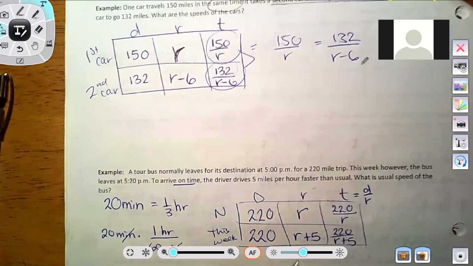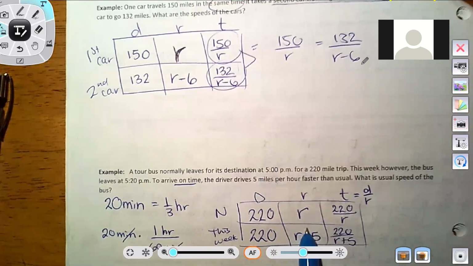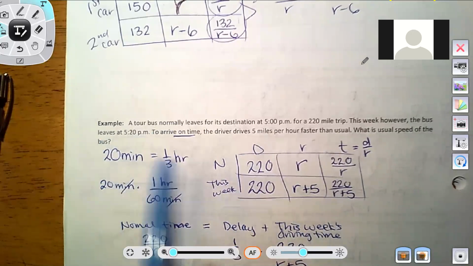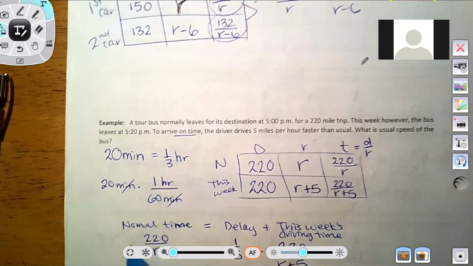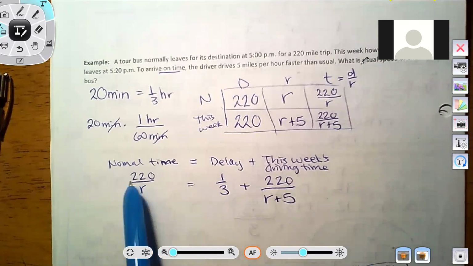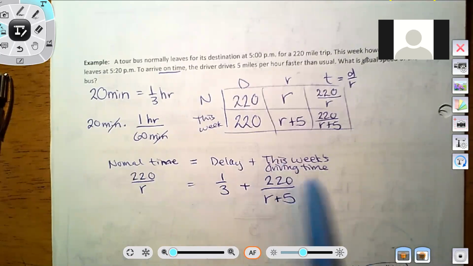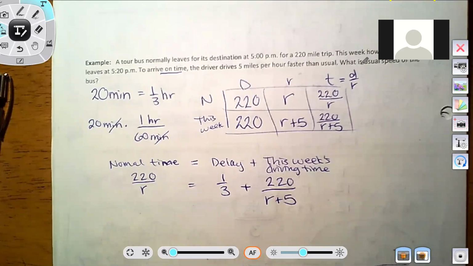And similarly here, this one was going to drive faster to make up some speed, so it was going faster than the other by 5 miles per hour. This one also had a different scenario where it wasn't the same amount of time. It was that there's a delay, and so there's an example in the book similar to this as well. The normal time is equal to your delay plus this week's time. That's how you set it up and then solve with the LCD method from there.